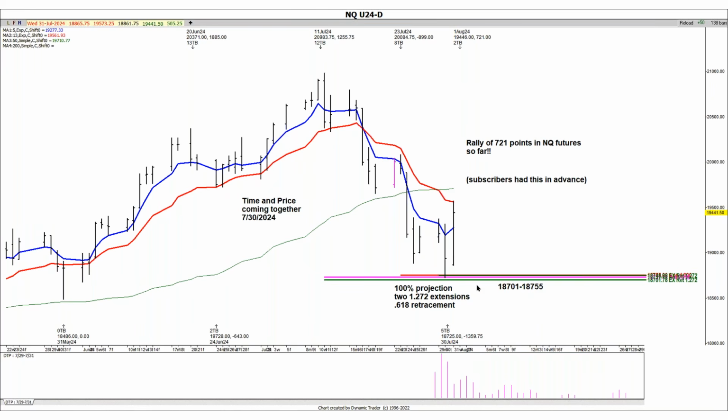And we also had this key support coming in at the same time. So you had time and price come together, 187.01 to 187.55. We had a 100% projection, two 1272 extensions, and a 618 retracement all come together within this zone. It doesn't look like a lot, but this was a rally of 721 NASDAQ futures points, okay? Now, sadly, we didn't get the follow through, but this was a trade, okay? You would have been stopped out with a profit if you used a trailing stop.